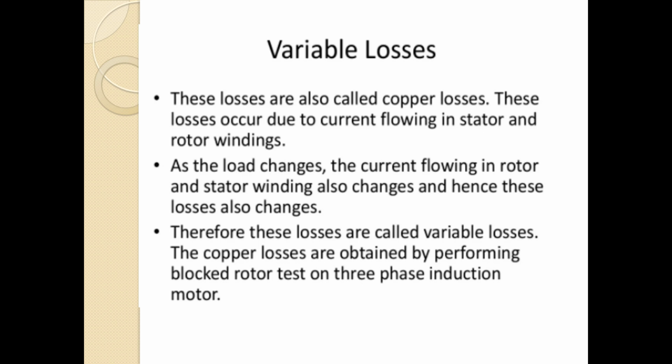Variable losses. These losses are also called copper losses. These losses occur due to current flowing in the stator and rotor winding. As load changes, the current flowing in the rotor and stator winding also changes. Hence, these losses also change. Therefore, these losses are called variable losses or copper losses. They can be found by performing the blocked rotor test on the three-phase induction motor.